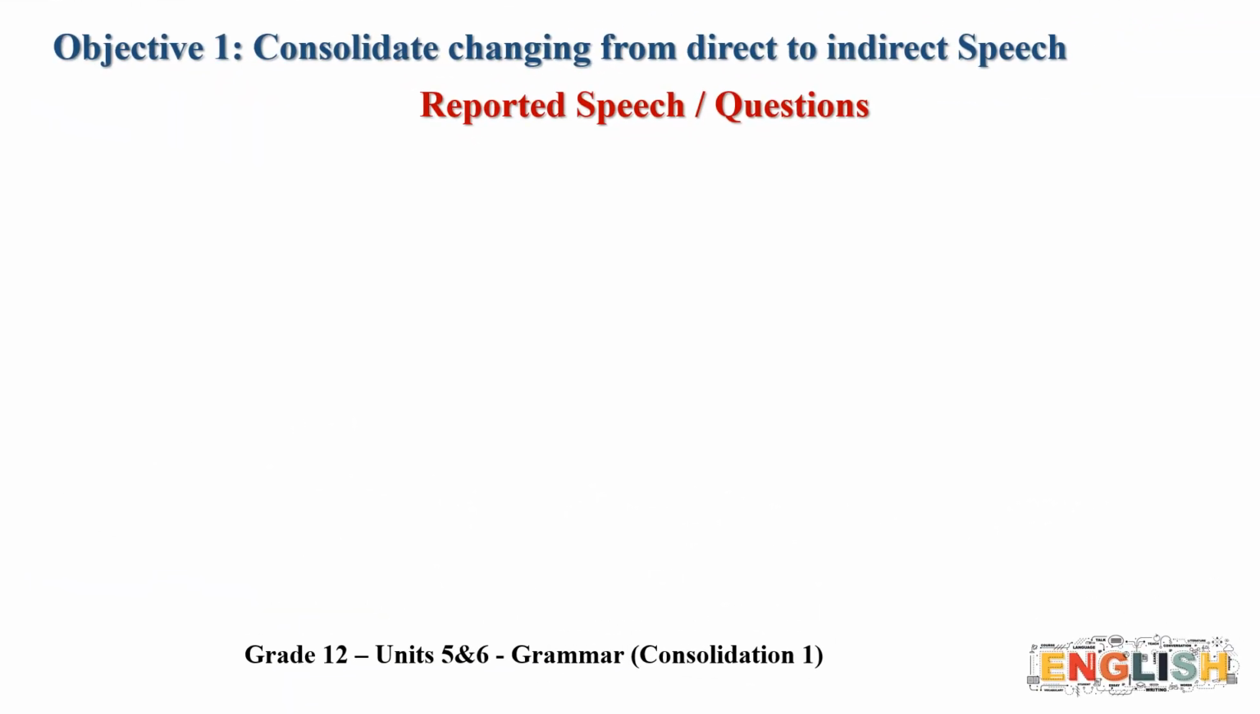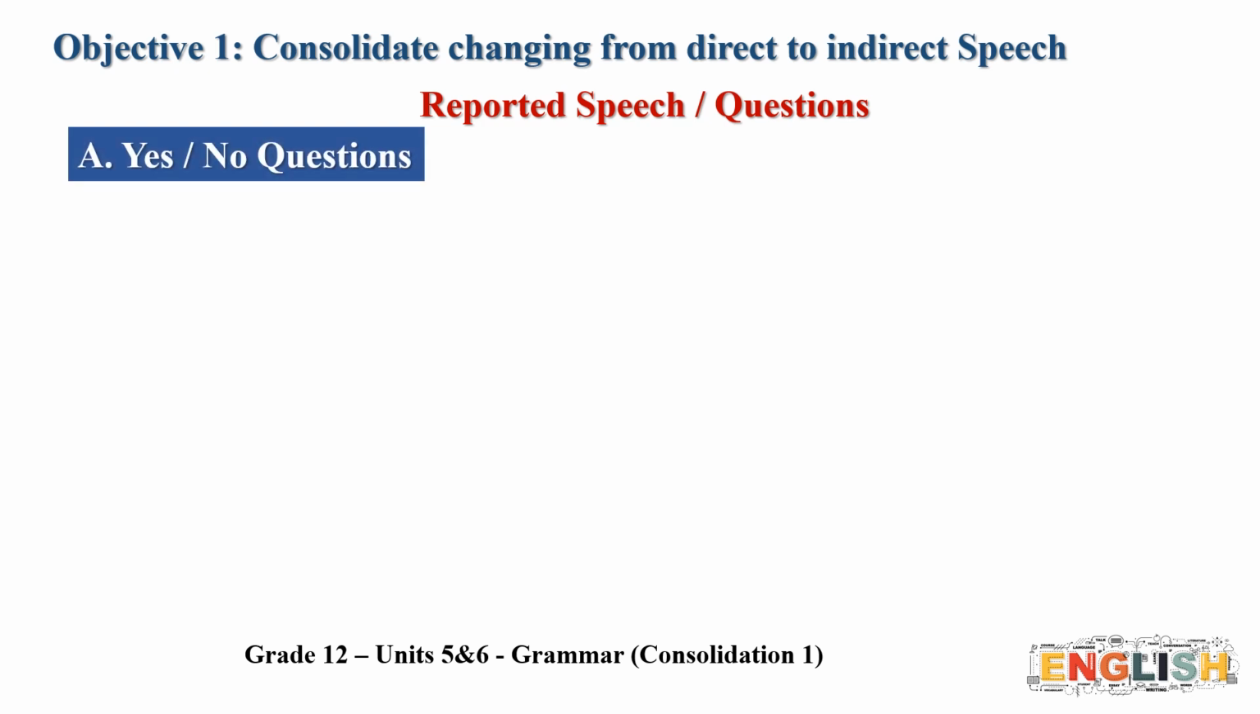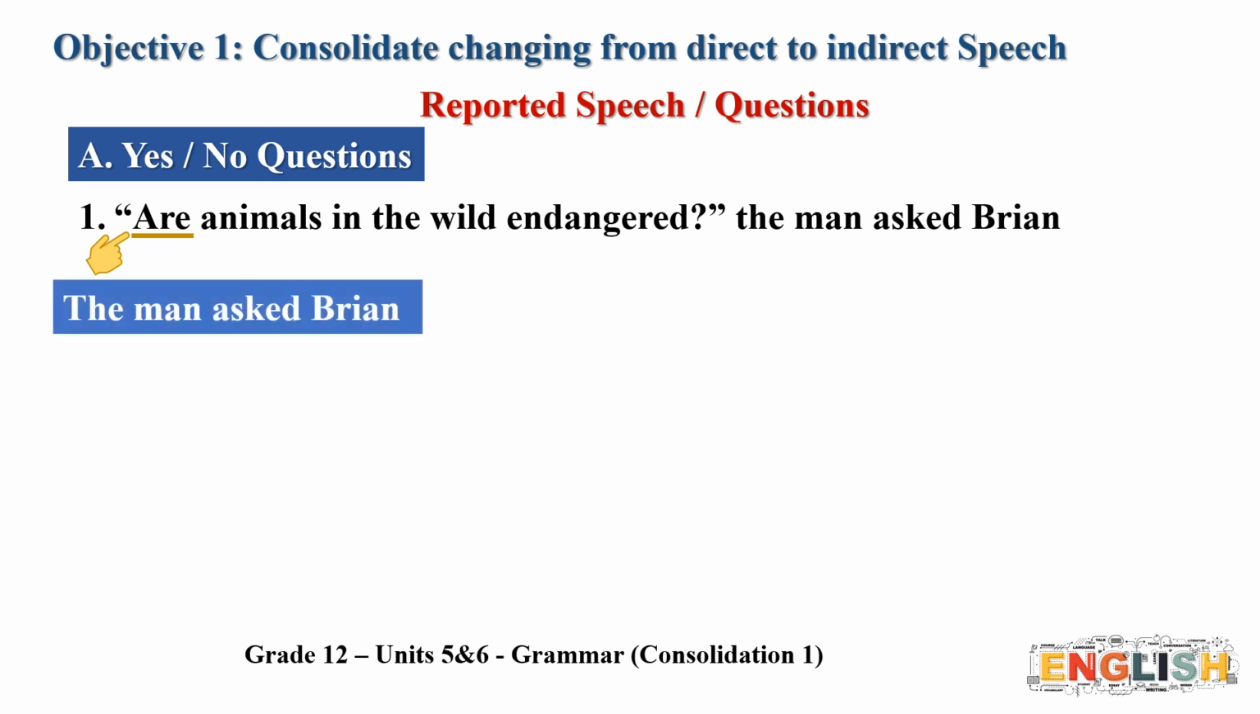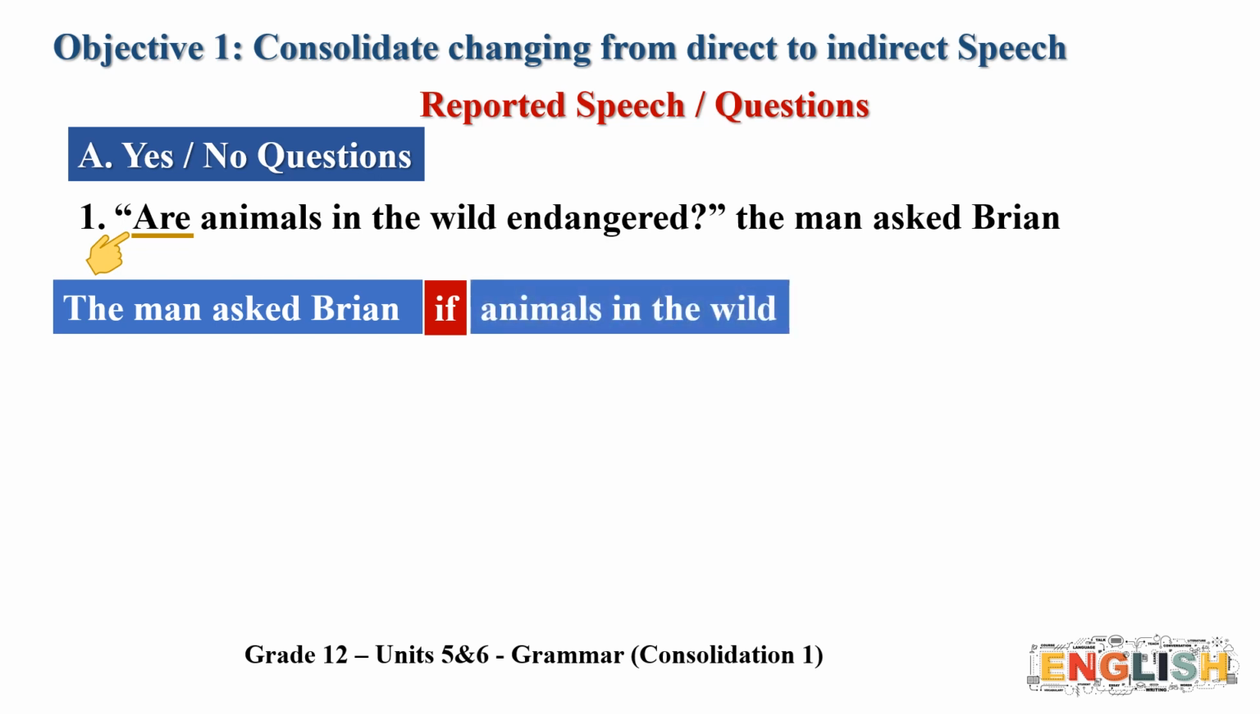Now we will see reporting questions. We will start with yes/no questions. And the first example here, as you can see, it starts with the verb to be are. Now, how are we going to report this? Good. The man asked Brian, then we use if. Animals in the wild were. You see that the verb to be here, we have changed the tense and the place of verb to be. We place it after the subject. And endangered, no change. Very good.